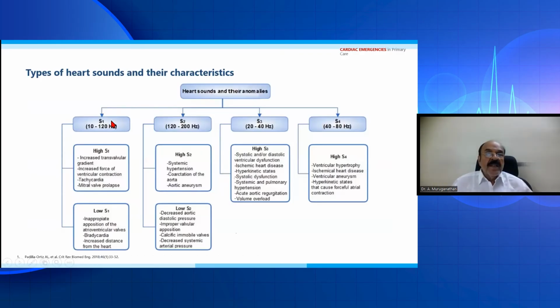In the first heart sound, high S1: increased transvalvular gradient, increased force of ventricular contraction, tachycardia, mitral valve prolapse. Low S1: inappropriate apposition of the atrioventricular valves, bradycardia, increased distance from the heart. High second sound: loud second sound due to hypertension, coarctation, aortic aneurysm. Low second heart sound may be due to decreased aortic diastolic pressure, improper valve apposition, calcified immobile valves, decreased systemic arterial pressure.